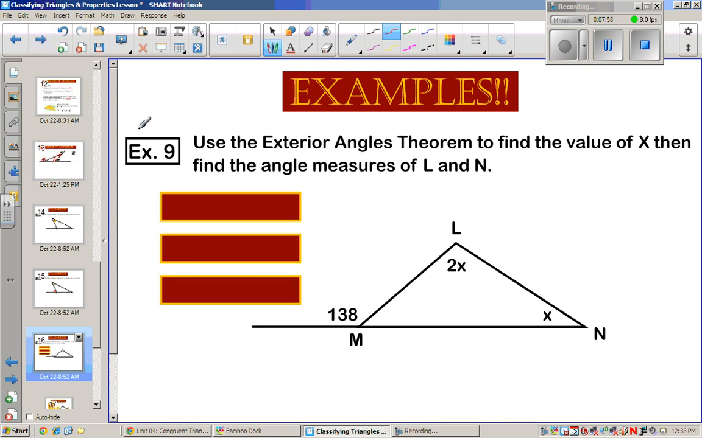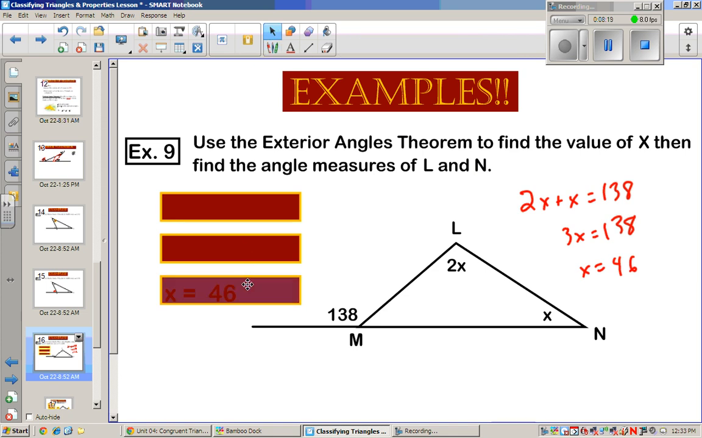Now, if I want to use this theorem to find the value of x, I know 2x plus 1x will equal 138. So 2x plus x equals 138. So I add them to get 3x equals 138. Divide by 3, and that's going to be, what, 46? Yeah, good. I did my mental math, right?